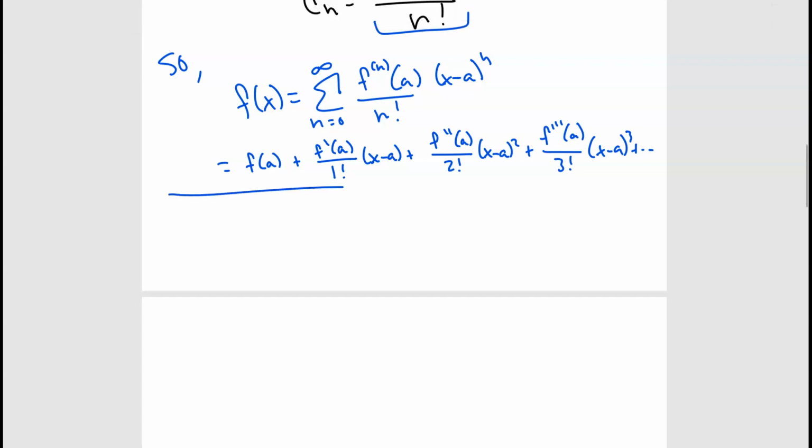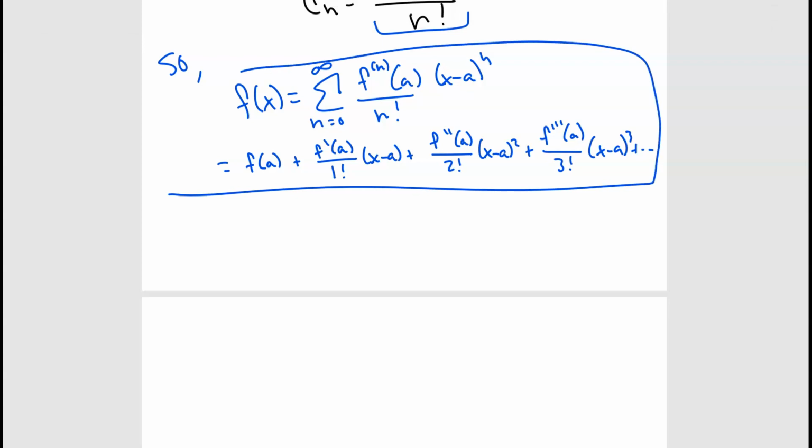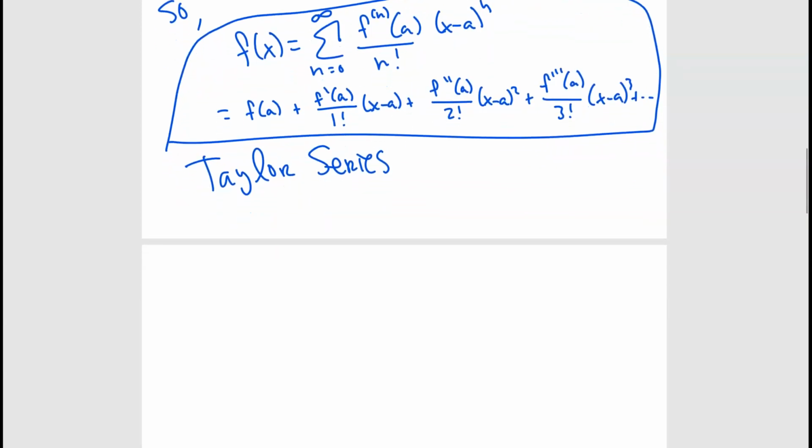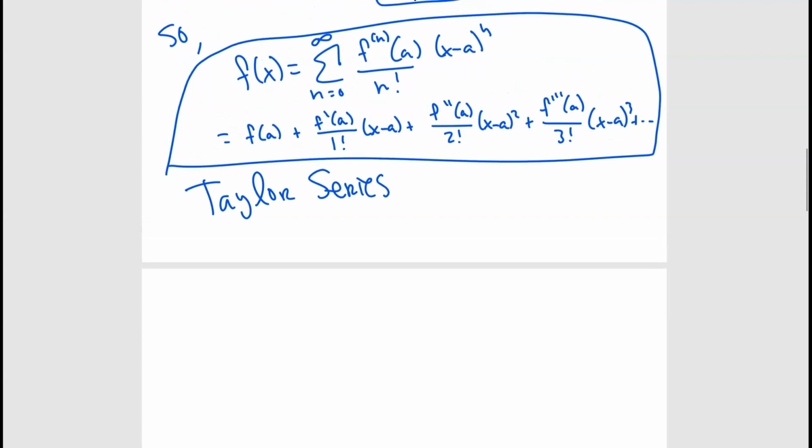Okay? This thing, what we just found, is what we call the Taylor series. Sometimes your calculator does it. Whenever you put something in your calculator, it computes a Taylor series of it. So it's a really powerful tool. And you'll see that these Taylor series are used a lot, especially in areas of differential equations.